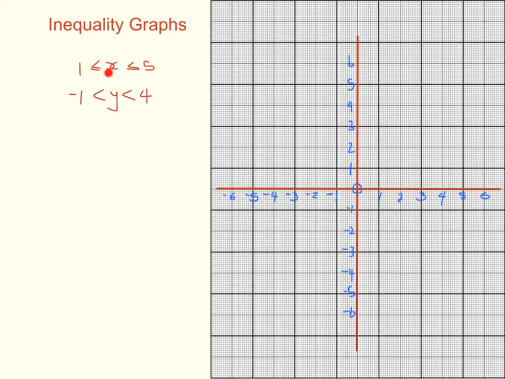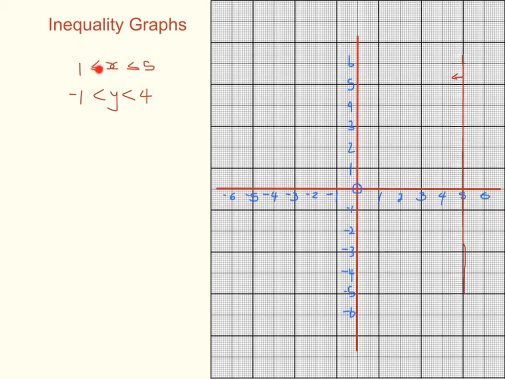So let's deal with this first part. X is less than or equal to 5. Well, that's 5 on the x-axis. Because it's less than or equal to, I will need a solid line for that one. So I will go to 5 and we will draw a solid line going all the way up there like that. Because x is less than 5, we're shading on the left hand side of that line. So hence I've put my little arrow there.